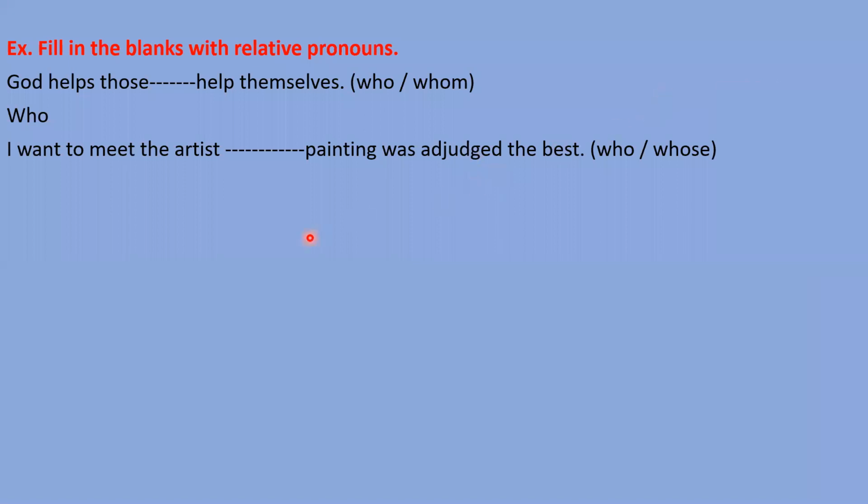Second means you want to say whose. Very good, right answer. I want to meet the artist whose painting was just the best. It means we want to talk here about possession, right? That's why we need to use whose there. Next, I have told you what I know, which I know.